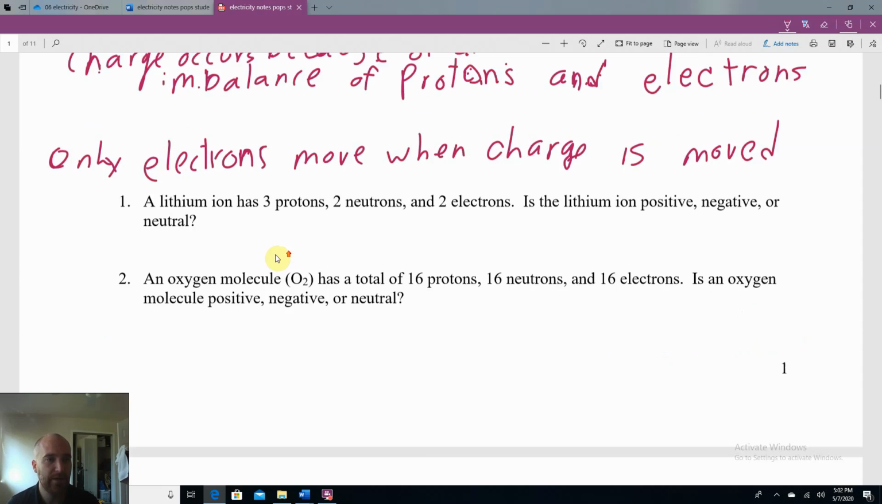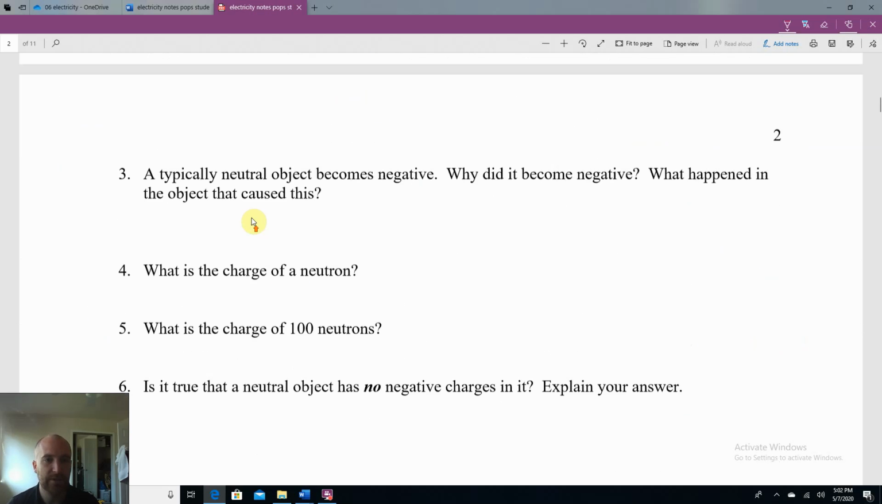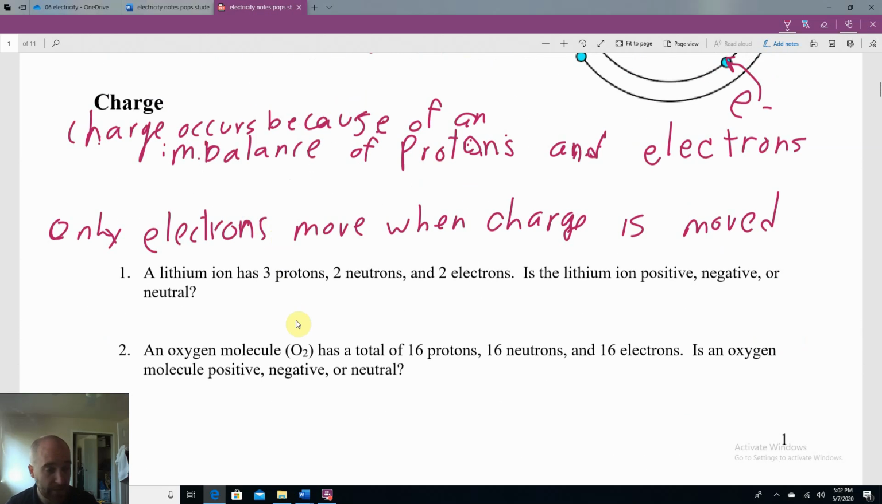We'll do numbers 1 through 6 together. I'll have you try the rest on your own, and we'll be good. So number 1, lithium ion. I'm going to throw a lot of elements and scientific jargon at you, but we don't necessarily need to know all of it. A lithium ion has 3 protons, 2 neutrons, 2 electrons. Is the lithium ion positive, negative, or neutral?